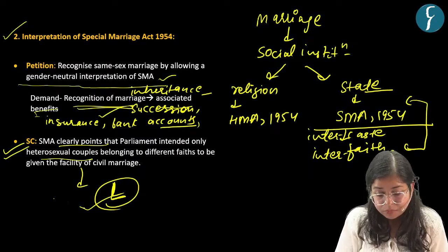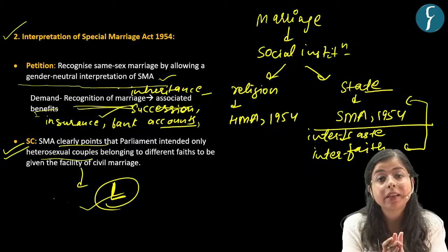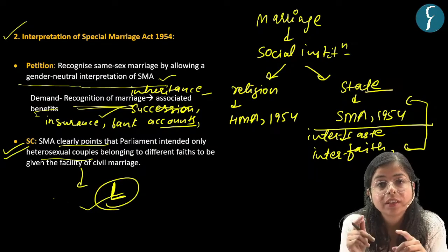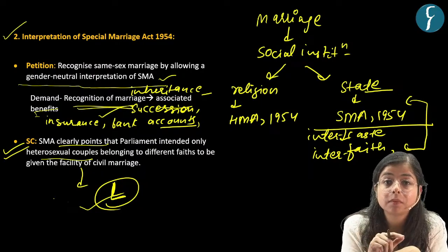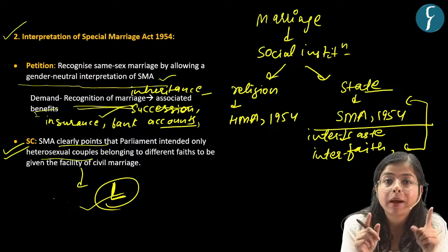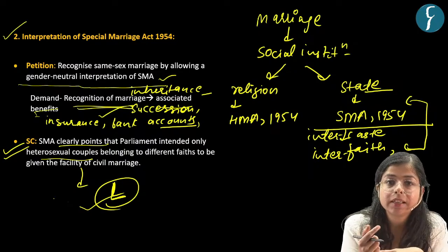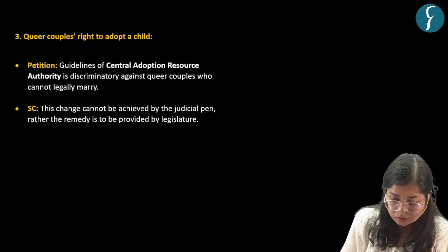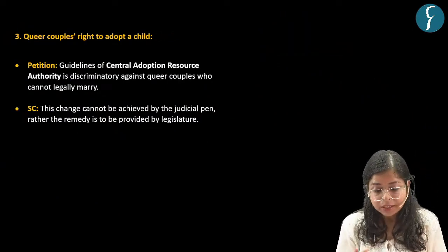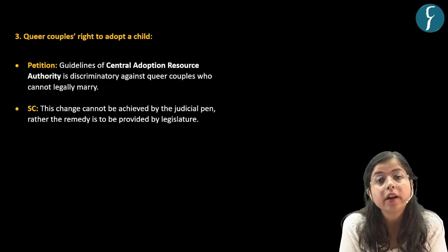And presently, this gender neutral interpretation of the Special Marriage Act, where the term marriage between a male and female was to be replaced by marriage between two spouses, presently could not be done, as altering or interpretation of this act is with the legislature, right? Now another issue is regarding the queer couples' right to adopt a child.